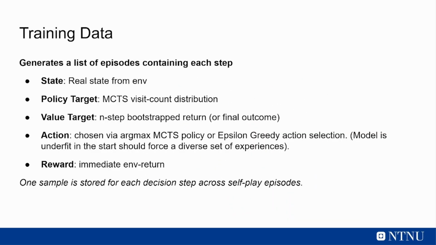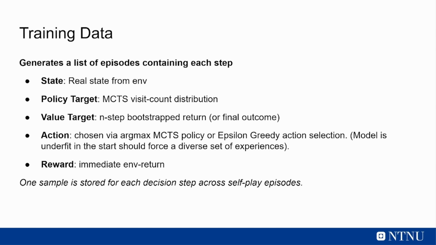During self-play, MuZero records each decision step as a training sample. It takes the real state of the environment at each step and takes from the Monte Carlo tree search the policy target, that is the visit count distribution of actions, the value target, that is the n-step bootstrapped return of the game, and the action chosen by the Monte Carlo tree search, or a random action determined by epsilon greedy to encourage exploration early on, as well as the real reward from the environment. Each time MuZero makes a decision, it stores one such sample in the replay buffer, building a diverse data set of episodes for continual learning.